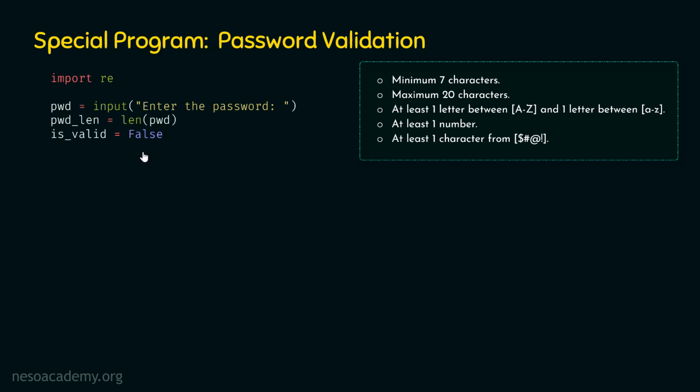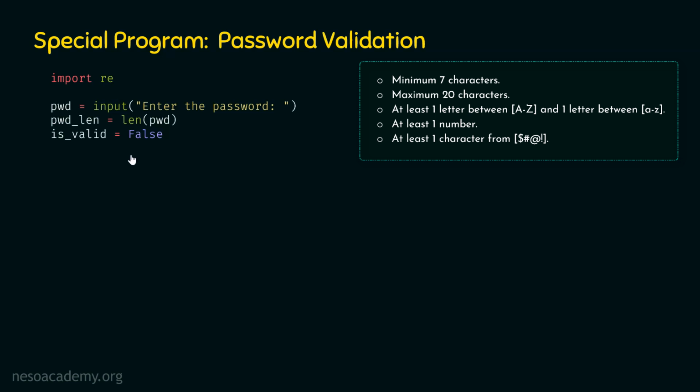Otherwise, if all the requirements are satisfied, then we will set is_valid to true, and then we will break the loop. So we will break the loop anyhow, but we will either set is_valid to true or we will leave it as false.